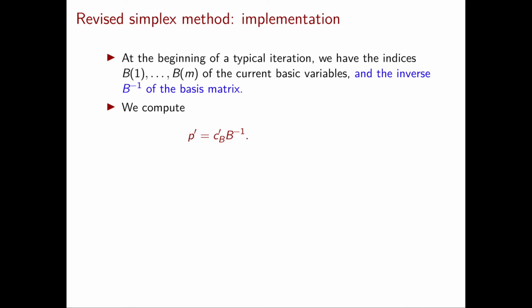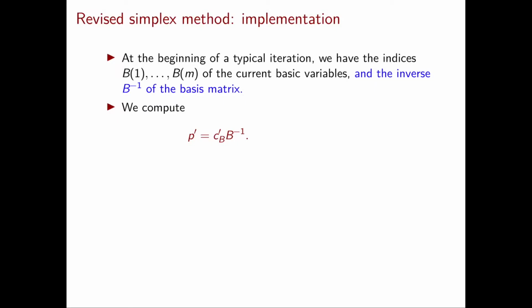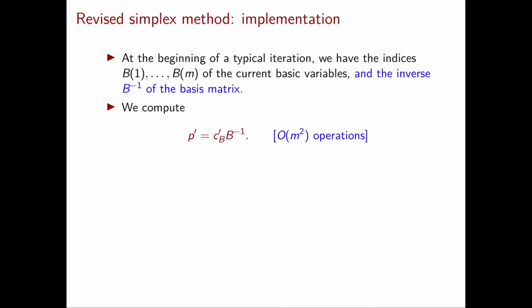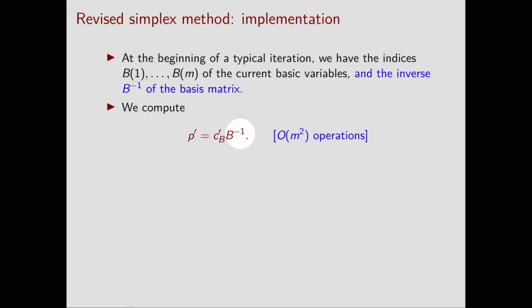Let's now analyze the runtime of an iteration of the revised simplex method. So we once again go through the iteration, but we explicitly write down all the arithmetic operations that we perform. At the beginning of our iteration, we have our basic indices B1, Bm, and the matrix B inverse, which has been calculated in the previous iteration. Now we can compute the vector P transposed using the formula CB transpose B inverse, and this only requires big O of m square operations, because it's just the product of an m vector times an m by m matrix.